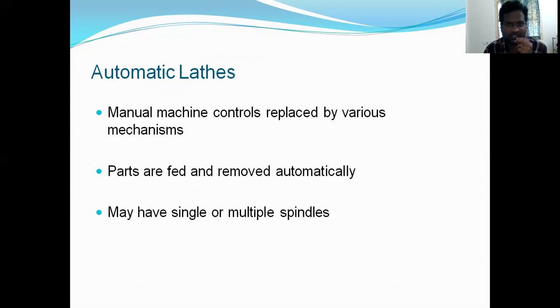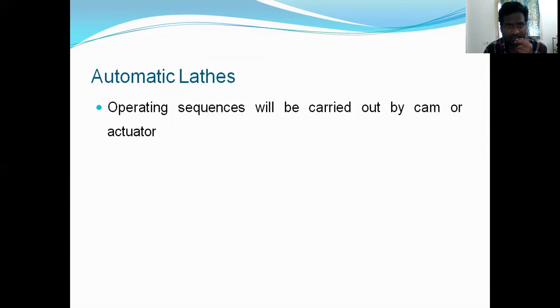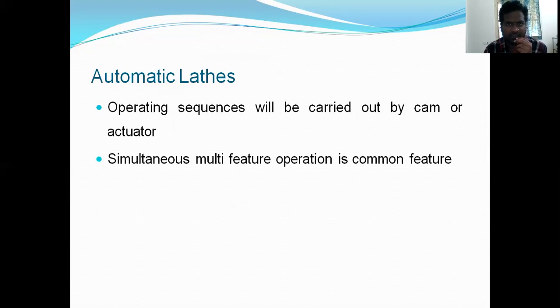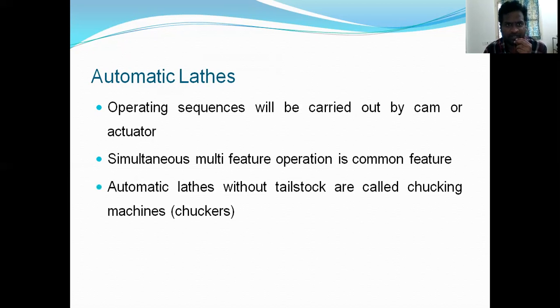Automatic lathes have single or multiple spindles. We have learned these things in our last session also. Here the operating sequences are carried out by cam or actuators. Simultaneous multi-feature operation is the common feature. Simultaneous multi-feature means operations are done simultaneously, one operating at one side and another operating at another side. So simultaneously, a larger number of operations are being done. This is a good feature in automatic lathes.